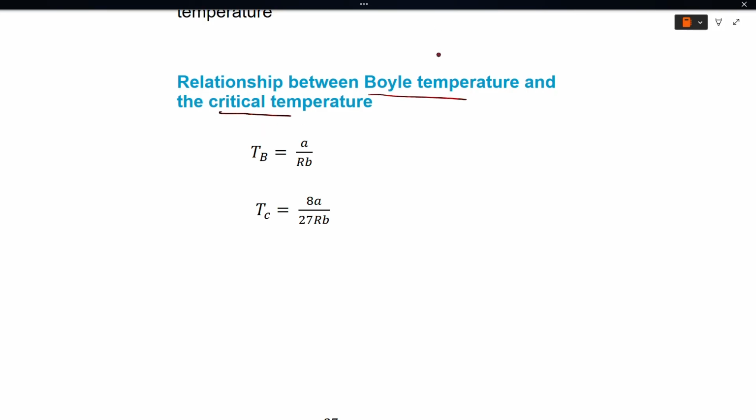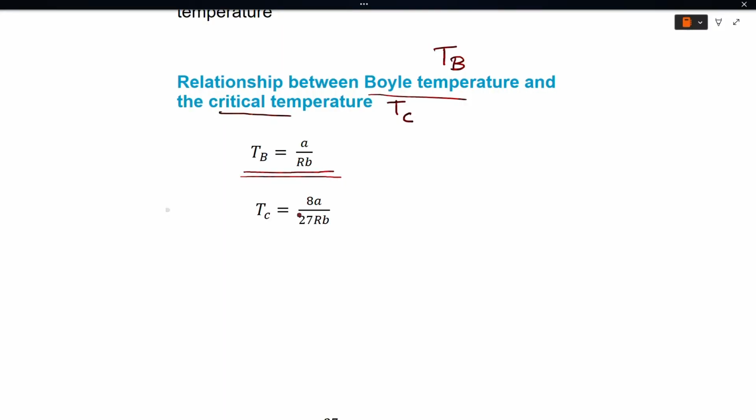Boyle temperature we usually denote as TB and critical temperature as TC. The equations are TB is equal to a by Rb, which was derived in previous sessions, and TC is equal to 8a by 27 Rb. So, comparing these two, we have TB equal to a by Rb, and TC equal to 8a by 27 Rb.